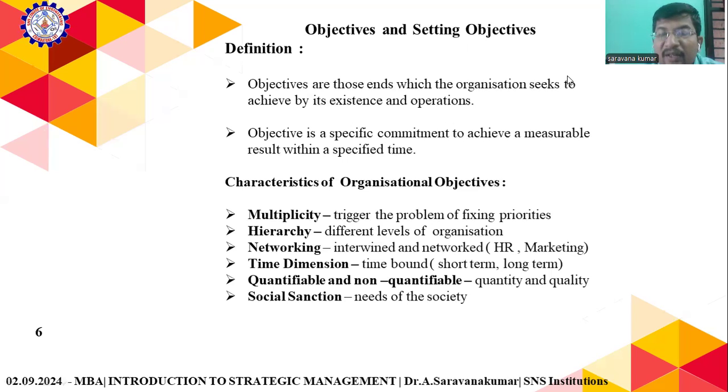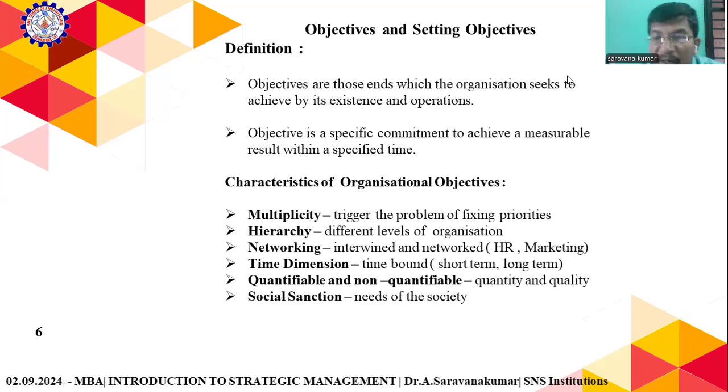Time dimension is nothing but time bound. They have short term and long term. So within the time duration, you can complete your work. Quantifiable and non-quantifiable: quantifiable is nothing but quantity, non-quantifiable is nothing but quality. Each product has some benchmark or quality. For example, if you take Apple, the cost will be high, but the quality level of the product will be high.